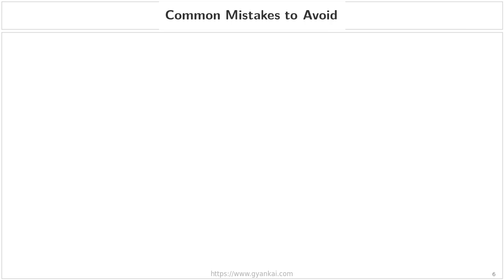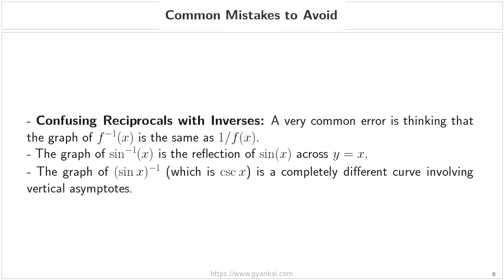Common mistakes to avoid. Now that we have seen a practical example with the sine function, it is important to address some common pitfalls that students often encounter when graphing inverse functions. First, let's discuss the confusion between reciprocals and inverses. A very frequent error is assuming that the graph of f⁻¹(x) is the same as 1 divided by f(x). Please be careful here.